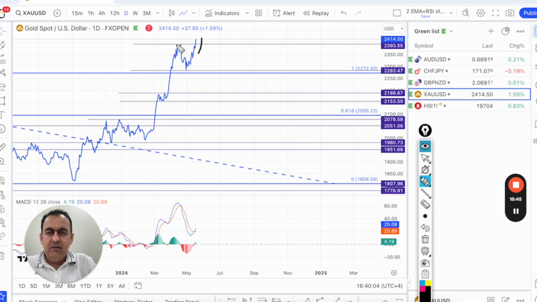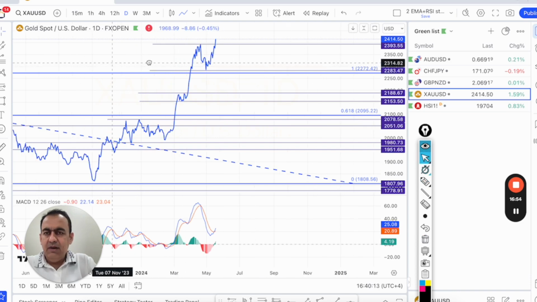It has crossed the previous high, the resistance. MACD lines are bullish, histogram is bullish, so no problem. So buyers are maintaining the control.